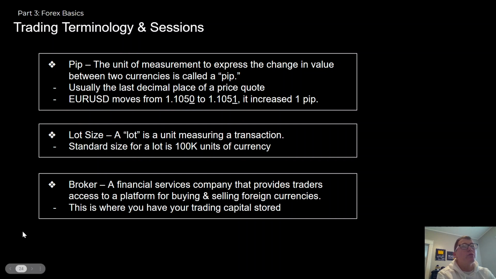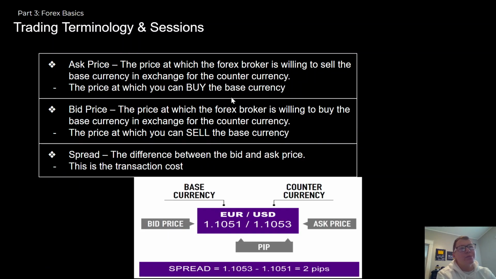So with that being said, we'll go to the next one. I'm not going to read these definitions because it's probably not going to make sense right now. I'm going to try to break it down a little more simple. So you have the ask price, the bid price, and then the spread. The spread is the difference between the ask price and the bid price, and this is the transaction cost. This is one of the ways that the broker makes money, is based off of the spread.